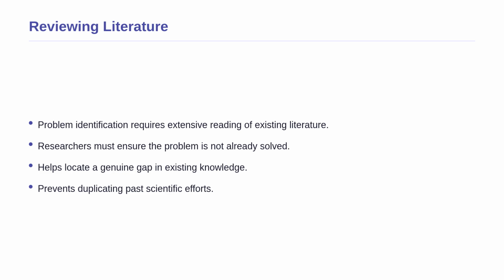Understanding the definition naturally leads us to how we actually find these gaps. This step requires extensive reading of existing literature. Why is this so important? Because you need to ensure that the problem you want to study has not already been fully solved by someone else. By thoroughly reviewing what other scientists have already published, you can locate a genuine gap in existing knowledge. This ensures your research will contribute something new and valuable to the field, rather than just duplicating past scientific efforts. It is about finding the exact boundary of human knowledge and taking one step beyond it.